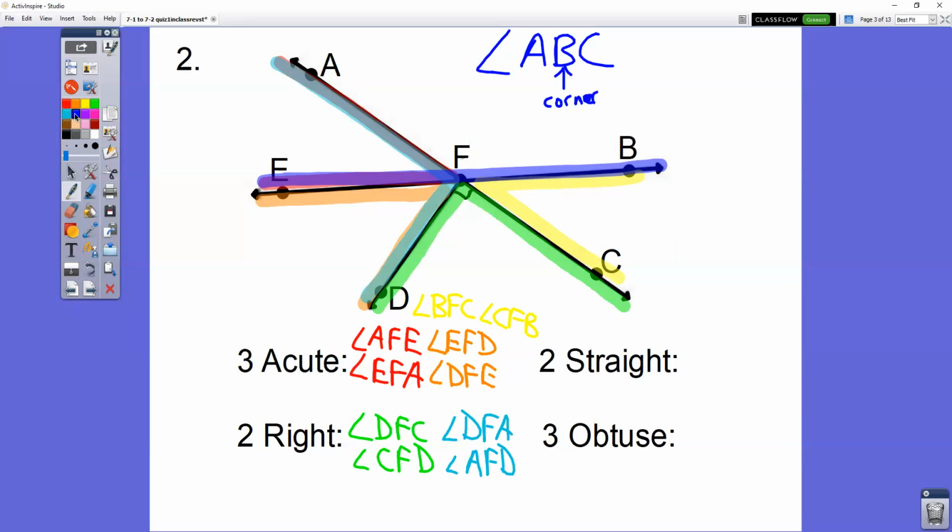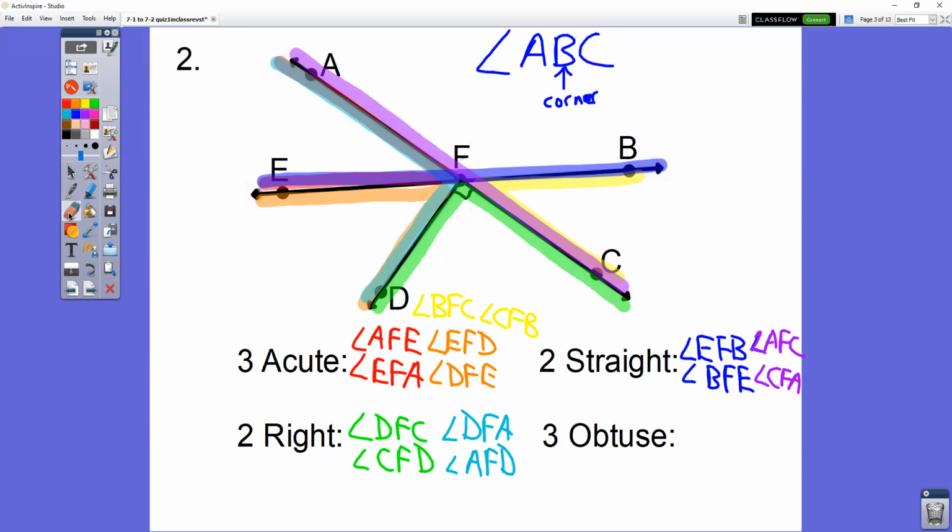So angle EFB, or you could say the opposite of that, BFE. The next one that has three letters would come right down this way, AFC. So angle AFC, or the reverse of that, CFA.